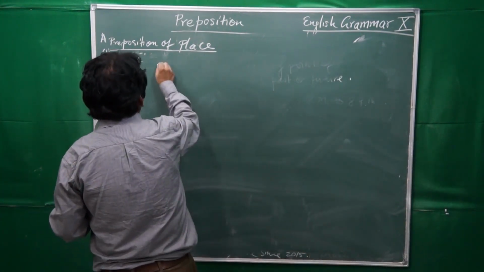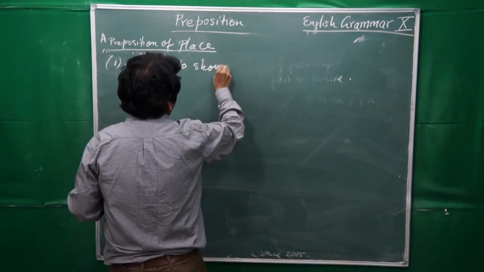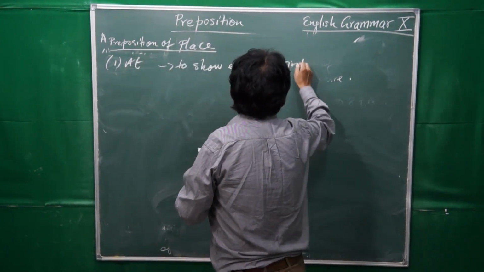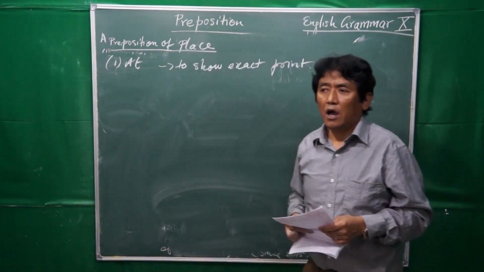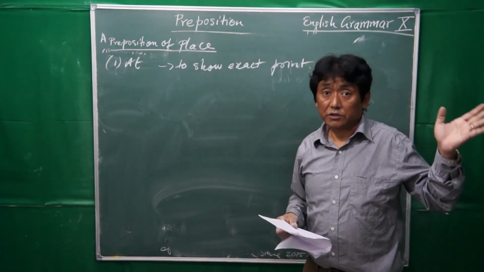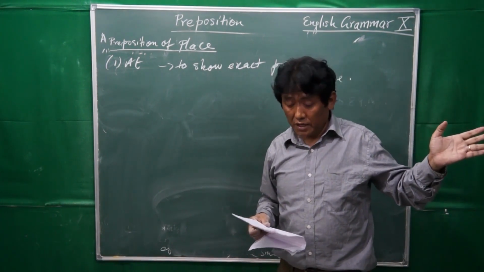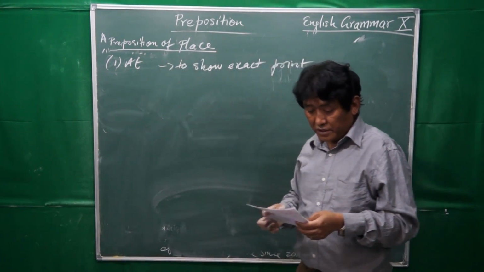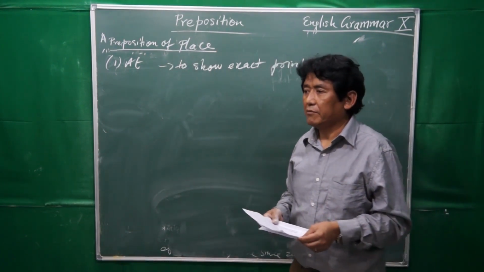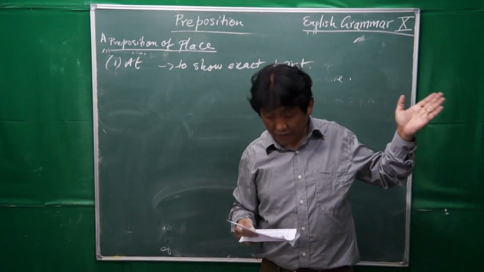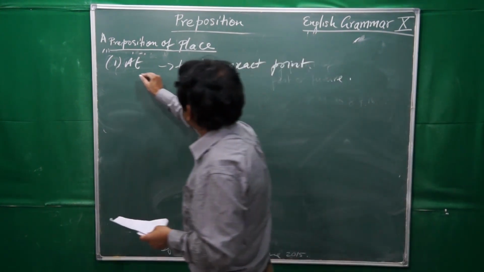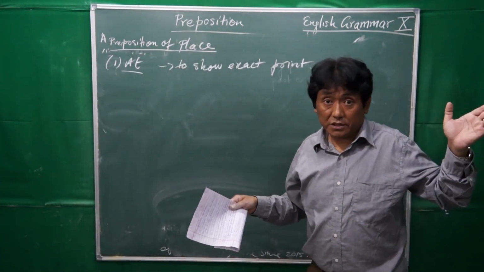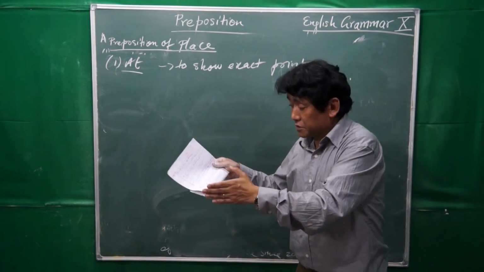Now, over here, it is used to show exact points. Now, see, when I say I am at the school, it means school is the exact place that I am in, right? And that is how I can use at as a preposition of place. And then I can say that I am at the gate also, right? At the gate. Now, this is used in a smaller space, in fact. The gate means a specific area, a specific place, right?